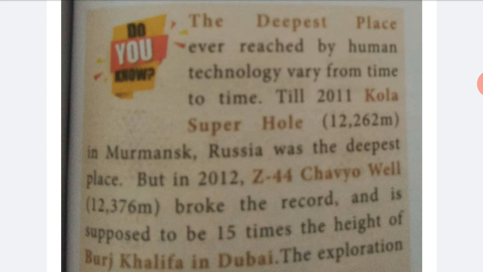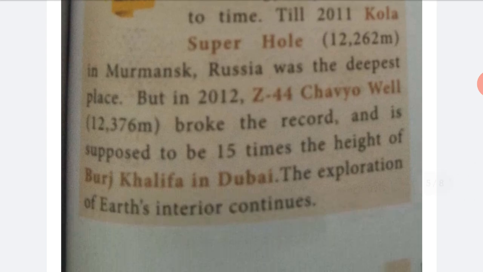But in 2012, the Savoy Hills well broke the record, and it is supposed to be 15 times the height of Burj Khalifa in Dubai. Its length is 12,376 meters. The well is used for continuous exploration of the earth's interior.